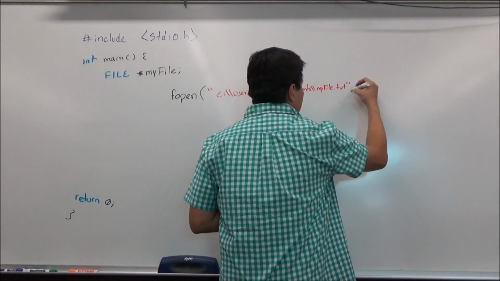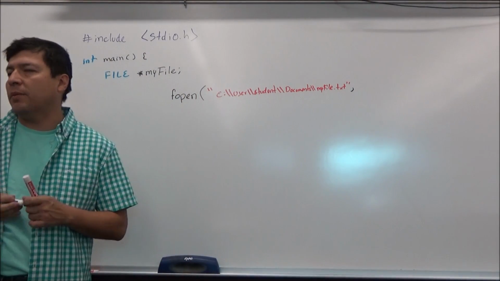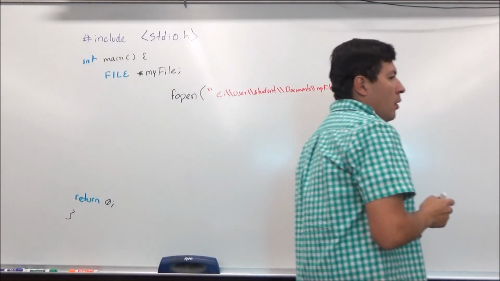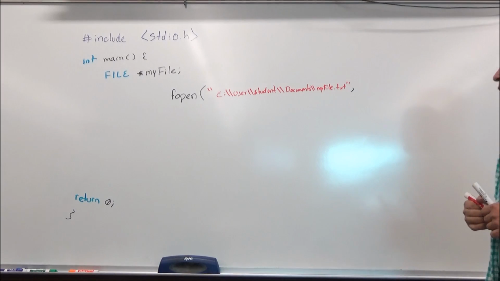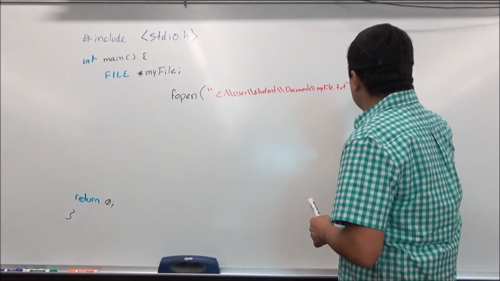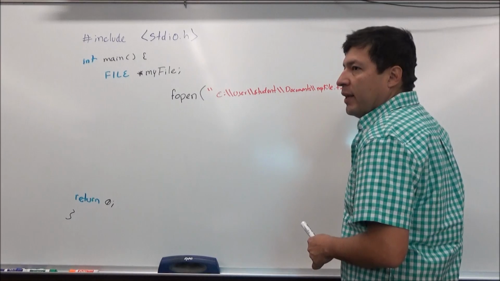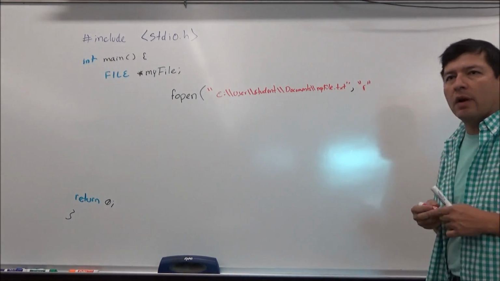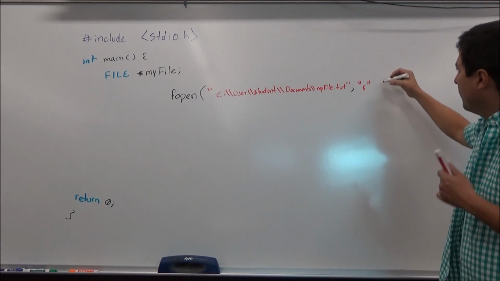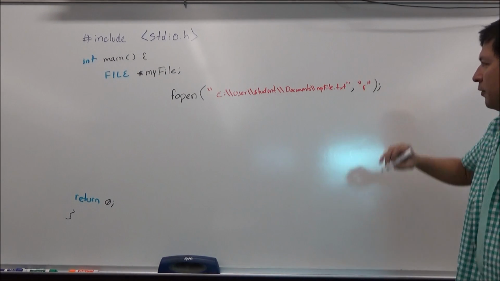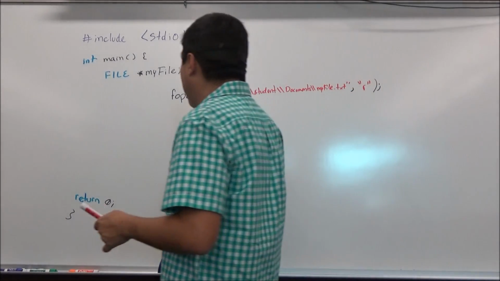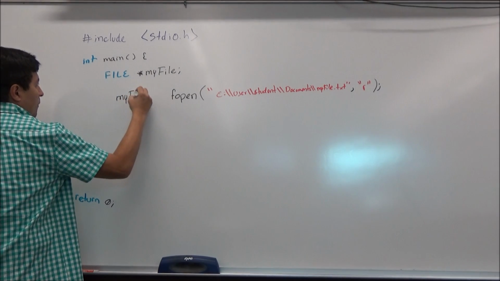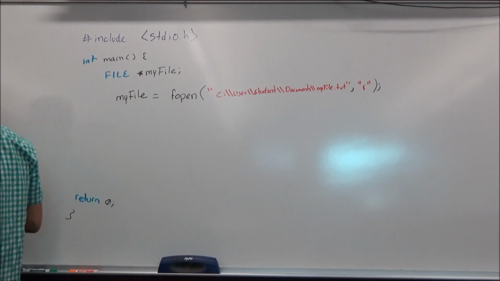Now, this function returns a pointer, but you need to tell the operating system, are you gonna read it or are you gonna write it? Right. So we're gonna start reading first, the easy part. We have to use a second string and just say, we want read, so lowercase r. And this returns the pointer to that file, so now I can assign it to my file.